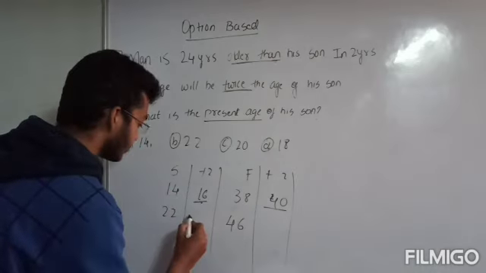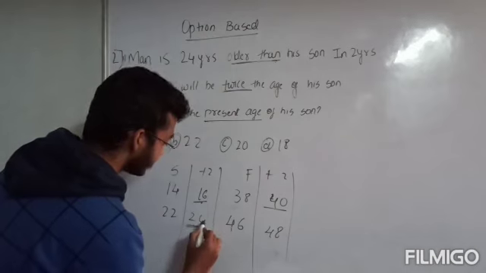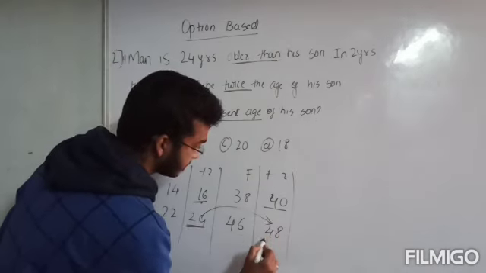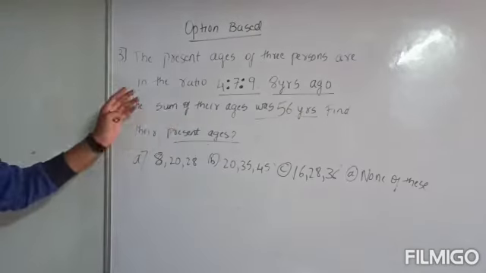After adding 2 years to both, it will be 24 and it will be 48. So this son's age is twice the age of his father. So this is the correct option for this question. Let us read the question.